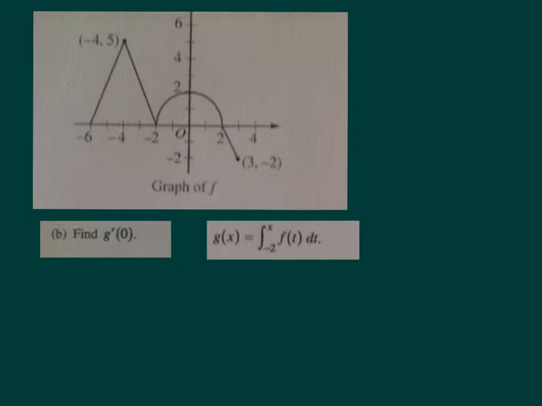Well, again, realizing that this graph is the function of f, or another way to say it, it is the graph of g prime. So we want to find g prime of 0. So when we look at the graph, when the input is 0, the output is 2. So then g prime of 0 is equal to 2. And if you got that correct, that is worth 1 point.